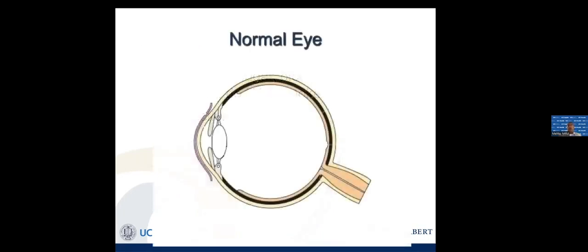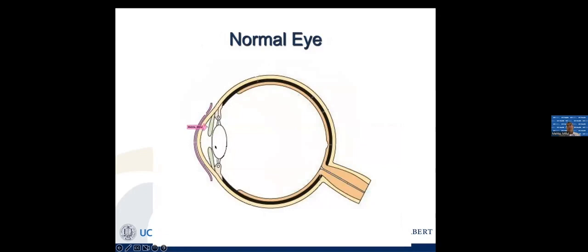So this is a normal eye in cross section. You can see that this eye has a contact lens on it, but this is like you're looking through the side of the eye. There we go. So this is a contact lens on the eye.